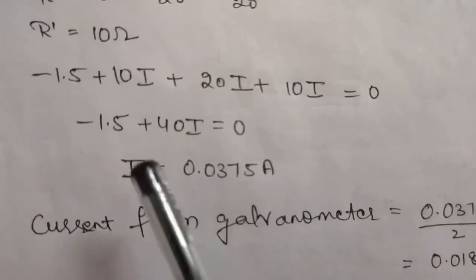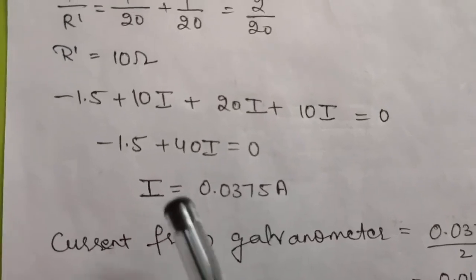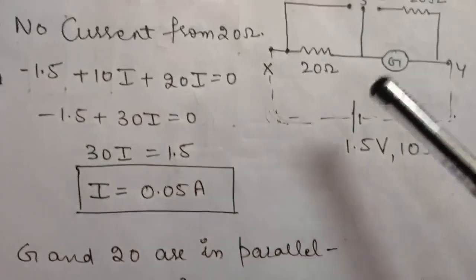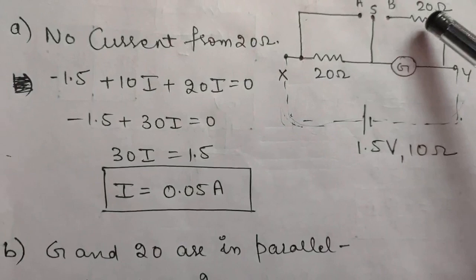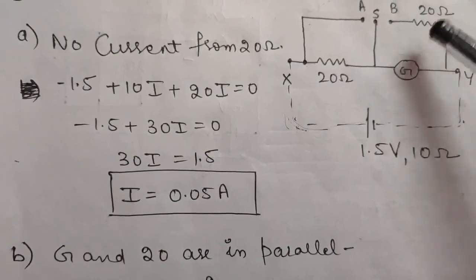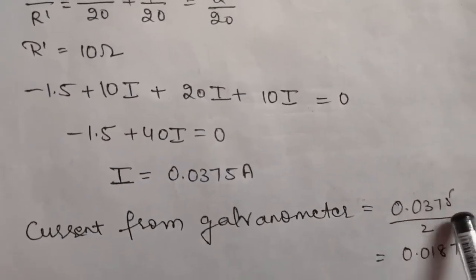Okay, now see, this I is not only through galvanometer. This I is through the combination of galvanometer. Look here, this I is going through combination of galvanometer and this 20 ohm resistance. Now because they have equal resistance, so current will get divided between them. So to calculate current through galvanometer, that will be 0.0375 upon 2.